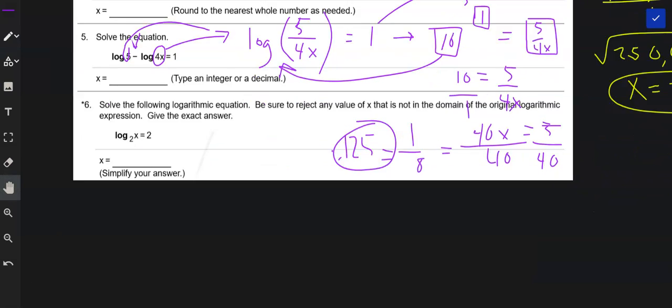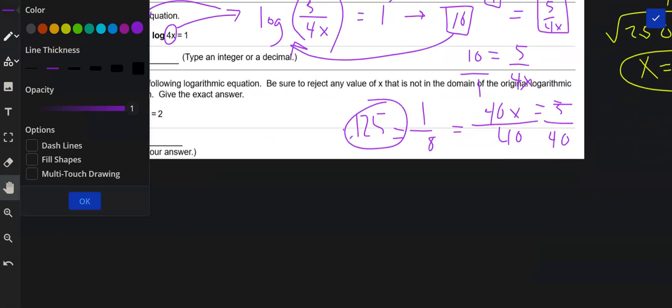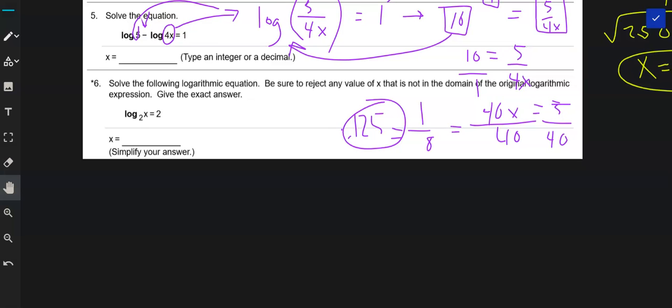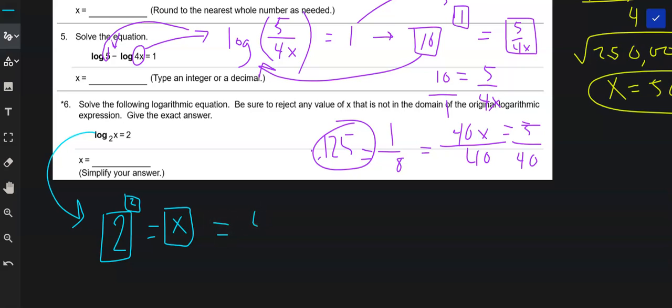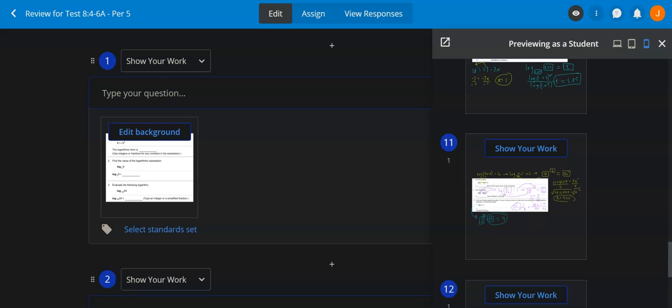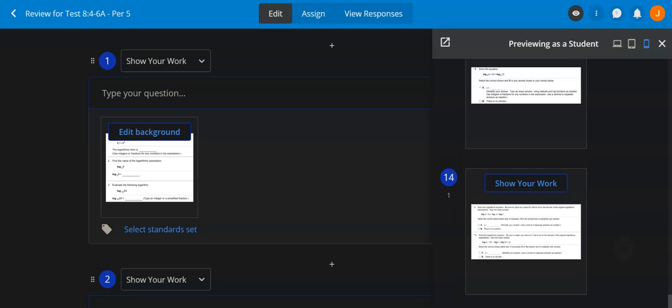All right. Question 6. Oops. Scribble. 2 to the second power equals x. In other words, we were putting it into its exponential form. Base, exponent equals x. Well, 2 squared is 4, so we're done with that question. Move to page 14.